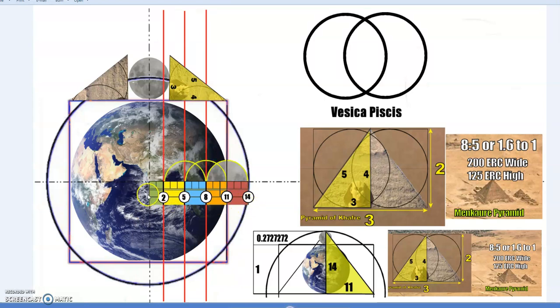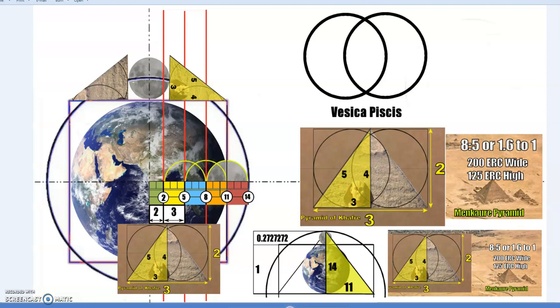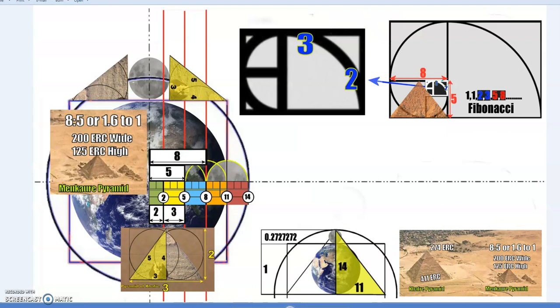So now we've divided that 14. 14 minus 11 is 3, so that's the step. And so 14 minus 3 is 11, minus 3 is 8. 8 minus 3 is 5. 5 minus 3 is 2 as well. So we're beginning with a 2:3 ratio as well, which is a nice geometric link in there. And also we see this 8:5 ratio of the Menkaure pyramid being in there.